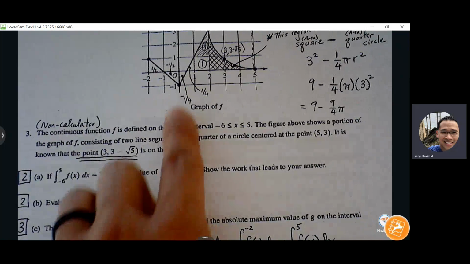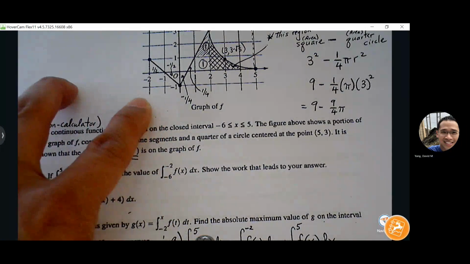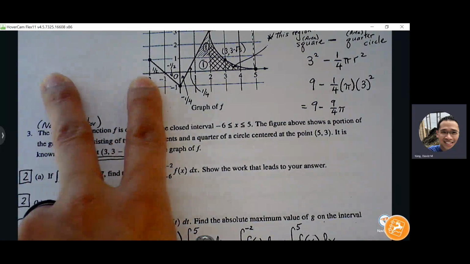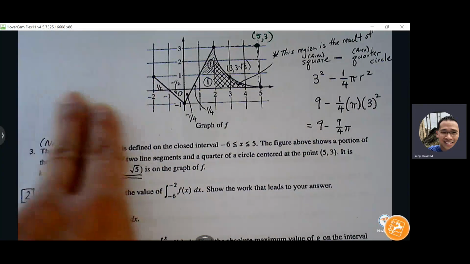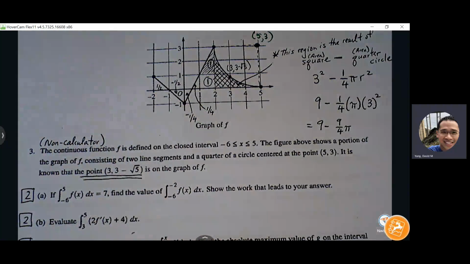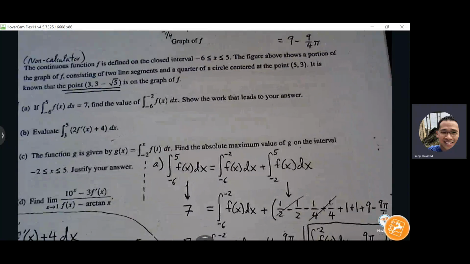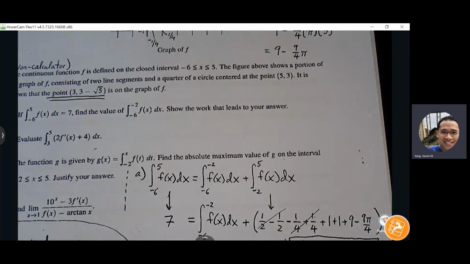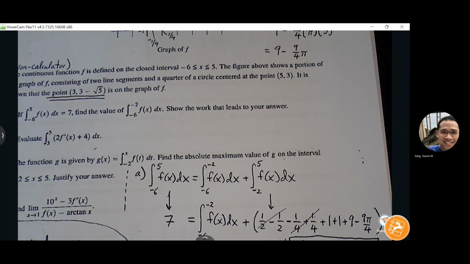So we know from -6 to -2 is kind of this unknown region. But we do have a known region, which is from -2 to 5. So I'm going to create a formula that I can build off of. I know that the region between -6 and 5 can be broken into from -6 to -2, which is part of the graph I don't see, with the graph I do see, -2 to 5. So I know this is 7. I can figure this out using geometric shapes and adding them up, and that will help me figure out the unknown that I'm looking for here.